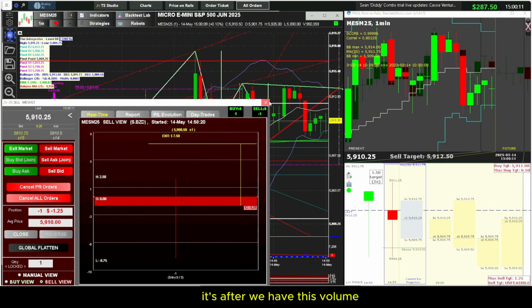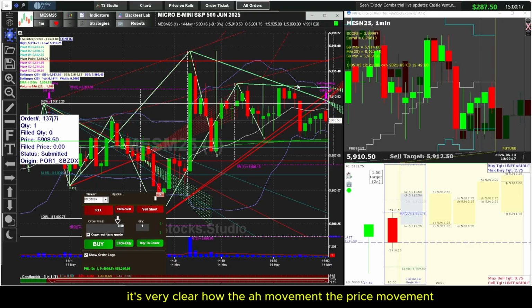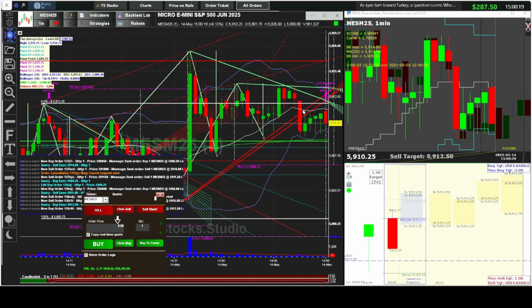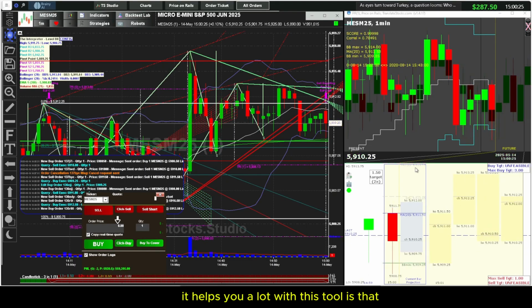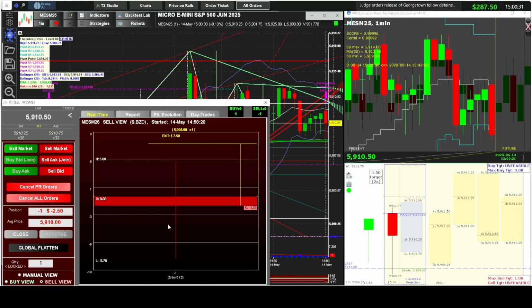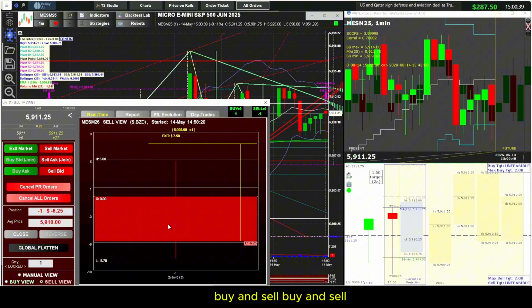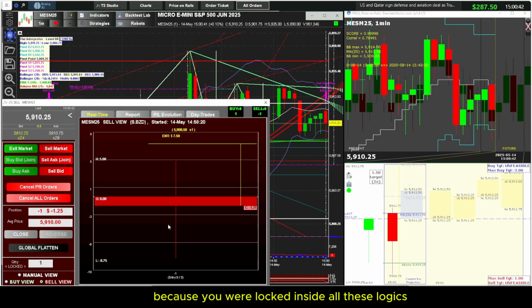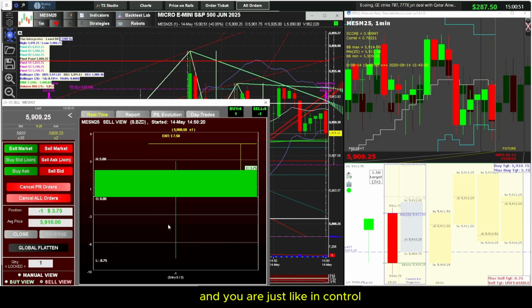After we have this volume, it's very clear how the price movement can be trickier. And one thing that helps you a lot with this tool is that just because I am locked in logic, you can't avoid being locked in inside the logic. So you are not clicking like crazy to buy and sell, buy and sell, because you are locked inside all these logics, and you have the exits of everything and you are just in control.